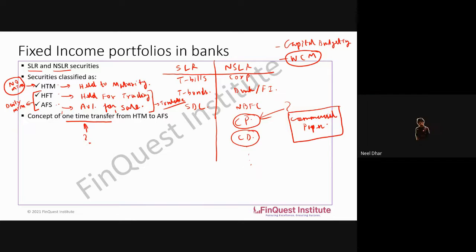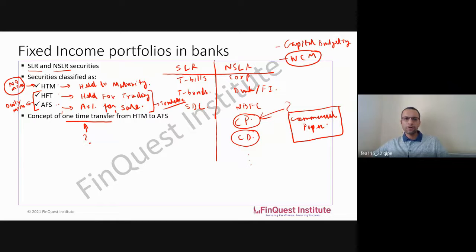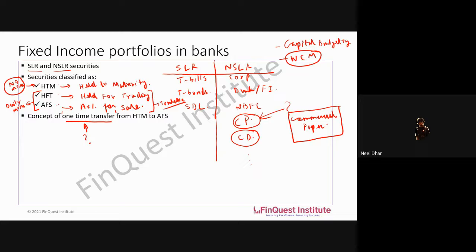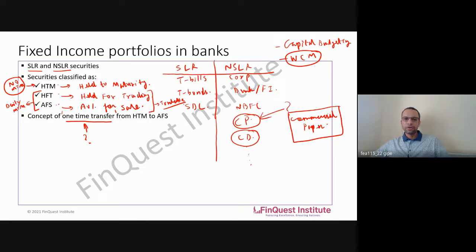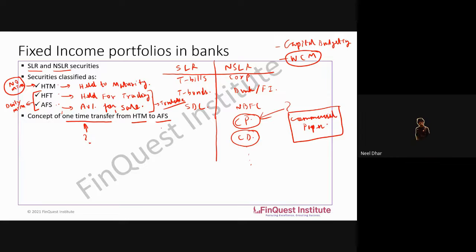Okay. Excuse me, sir. Could you just explain what exactly is a one-time transfer? So once a year, it allows a bank to move securities from HTM to AFS. Yes. So once a year, a certain portion of your HTM portfolio can be moved to AFS. That is, you can trade them once it sits inside AFS. But of course, sir, isn't it just a nomenclature change? Not really, because HTM is not tradable, but something which is in AFS becomes a tradable security. Right, sir. All right.